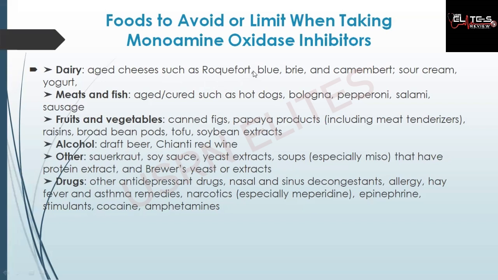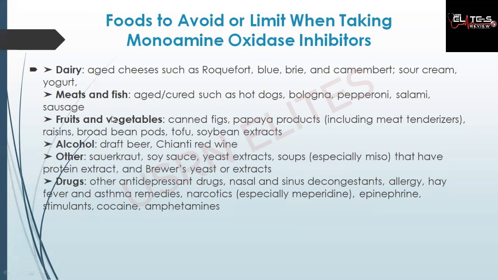Sometimes they can give you the name of their special food, some of these things, as you can see them here. Sometimes, surprisingly, they bring some of these foods. Sour cream or ice cream. Then yogurt. They can't take it when they are on monoamine oxidase inhibitors.